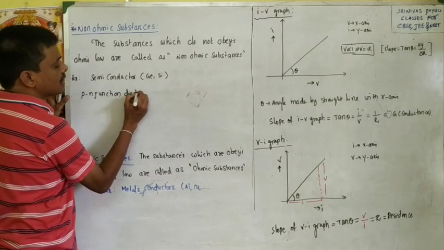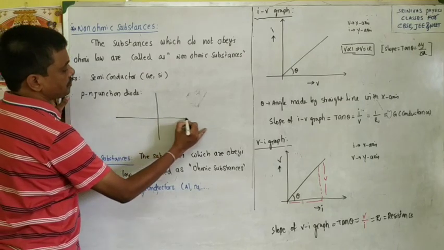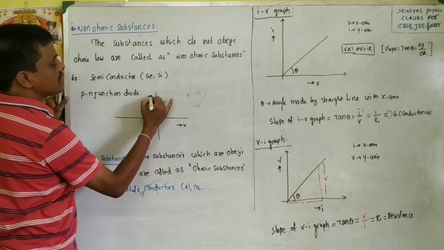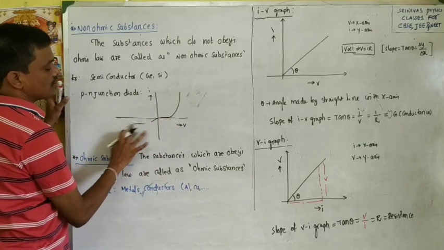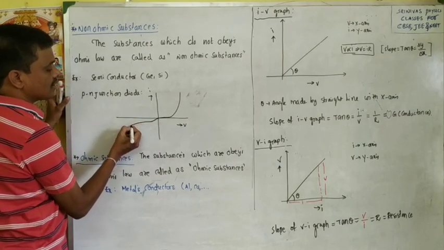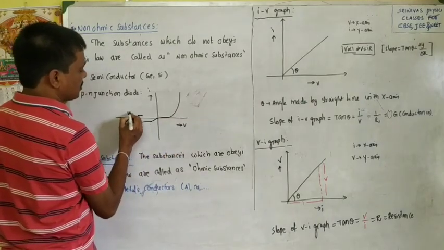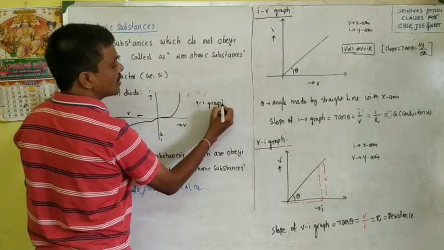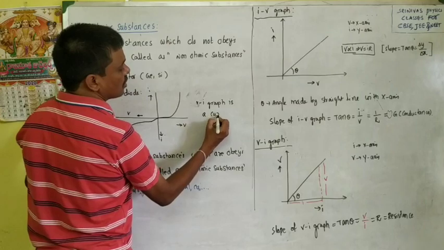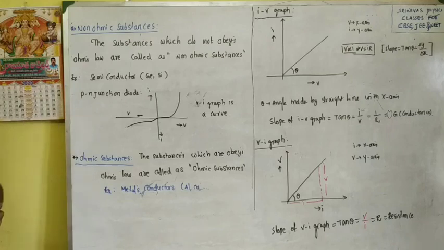But if you take the PN junction diode and draw the VI graph, what will you get? V is taken on the x-axis and I on the y-axis. We will get a graph like this. We will not get a straight line; you will get a curve. The VI graph is a curve. That means it does not obey Ohm's law. Semiconductor components are non-ohmic substances. They do not obey Ohm's law.